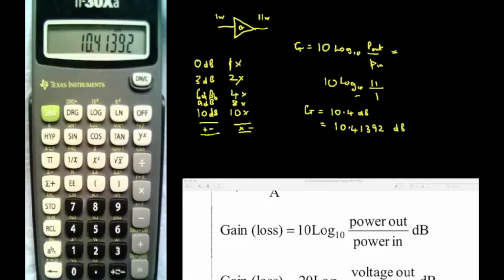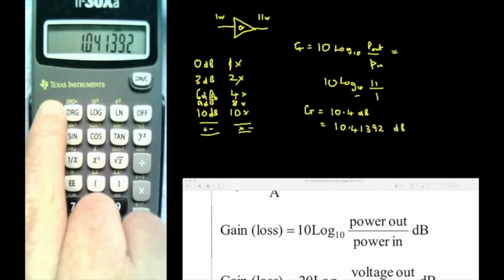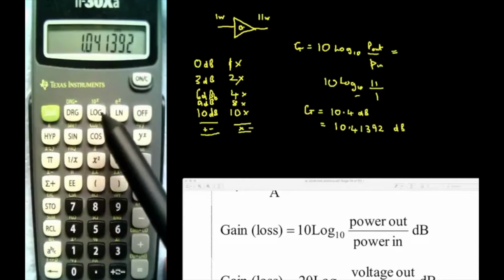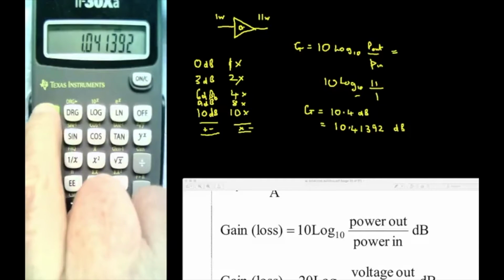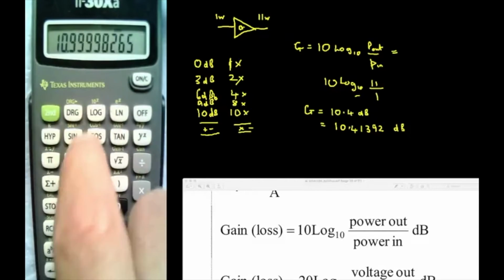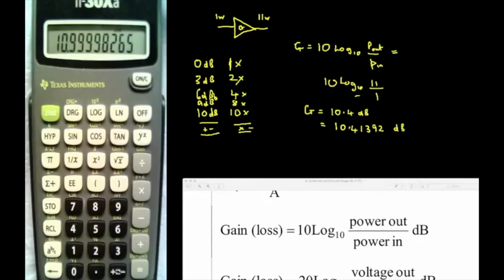So I first of all need to divide it by 10 because that is in dBs and I need to be in bells, not decibels, but bells. So I divide by 10 and I've got 1.041392. And now I use the second function and then the key above the log which says 10 to the x. So second function, 10 to the x, and I've got 10.999, which is essentially 11.